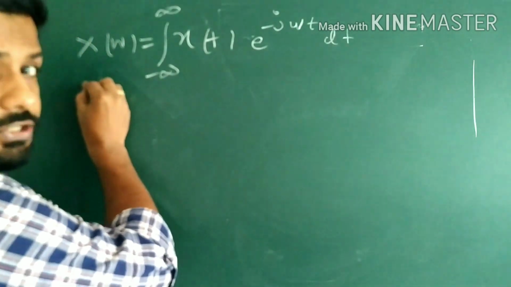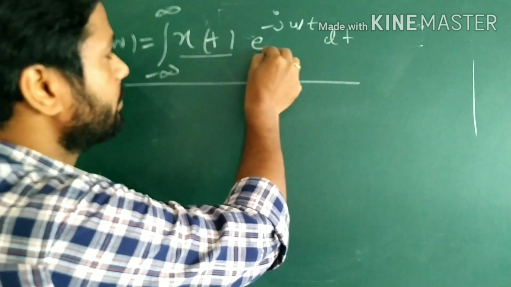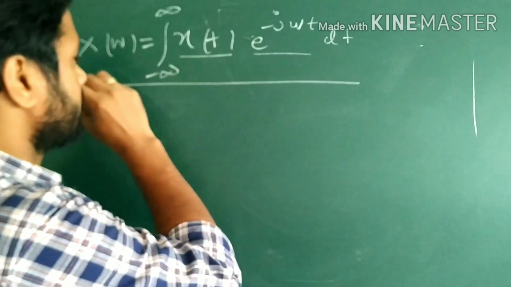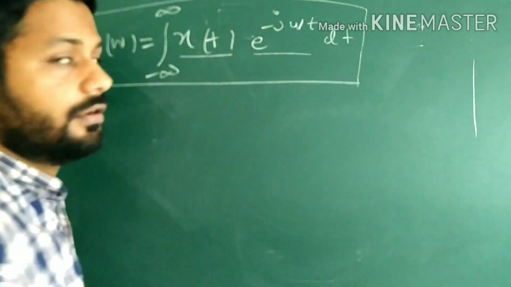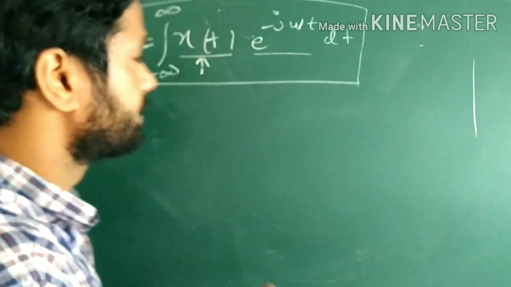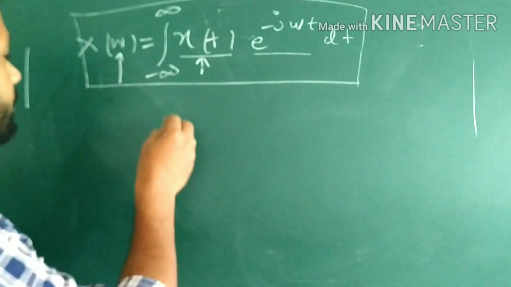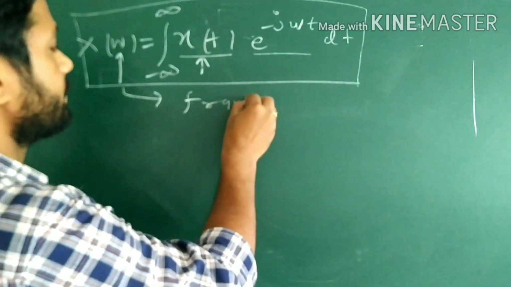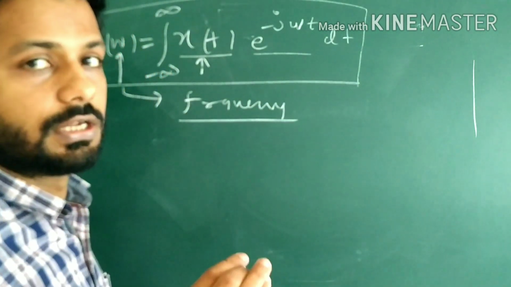This is the basic definition of Fourier transform, where signal x(t) is multiplied by e to the power minus j omega t dt, and if we integrate this from minus infinity to infinity, then we get the Fourier transform of that signal x(t). Here we can see that it is a function of omega. So by this Fourier transform we can get information of the signal with respect to frequency. So Fourier transform is used for frequency domain analysis.